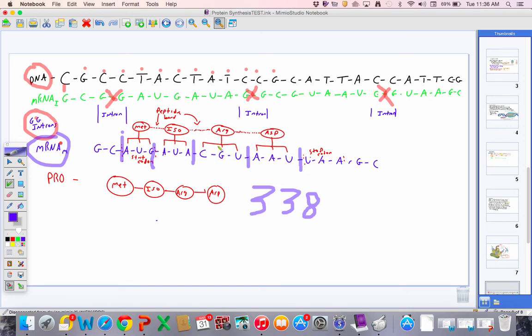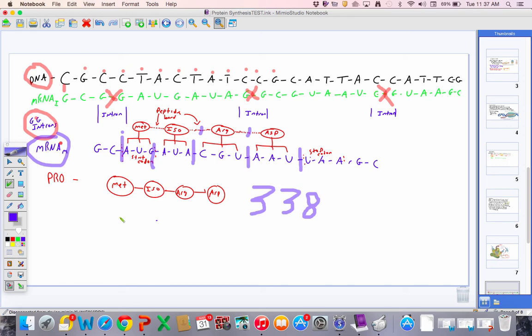CGU and AAU. CGU's arginine, and they make a peptide bond, and then AAU's asparagine, and that makes a peptide bond. And then once we get to UAA, that's one of 3 stop codons. So once UAA is in the reading window, that tells the ribosome that we're finished making this protein. Okay, so our protein is methionine, isoleucine, arginine, and asparagine.